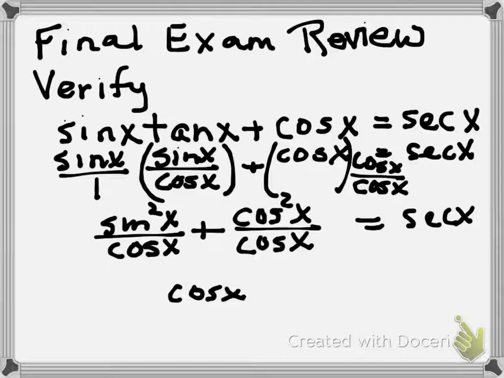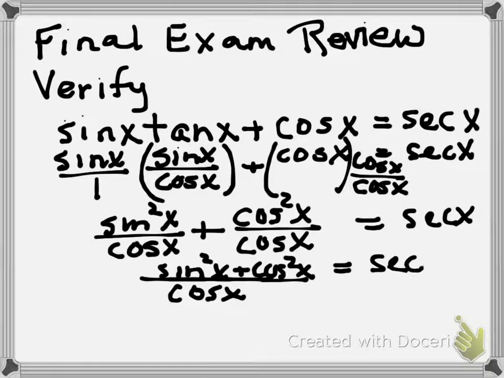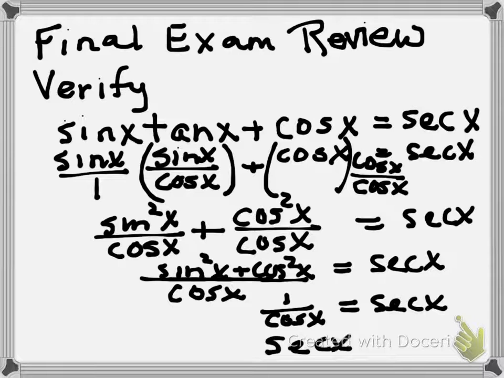Now with a common denominator, sine squared plus cosine squared. But that's a Pythagorean identity that you should know. Sine squared plus cosine squared is 1. So I have 1 over cosine x equals secant x. And cosine and secant are reciprocals of each other. So take it one step further to have secant x equals secant x.